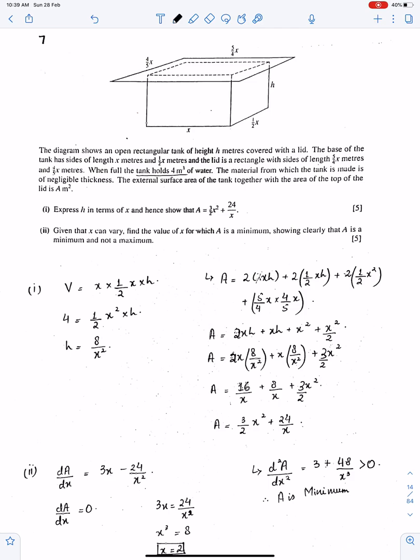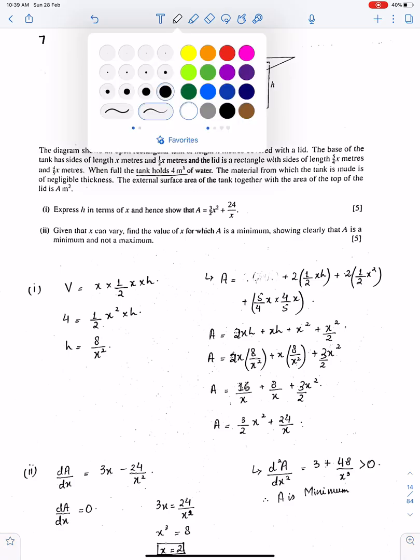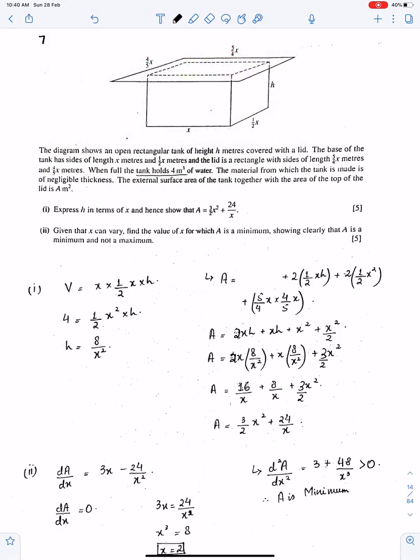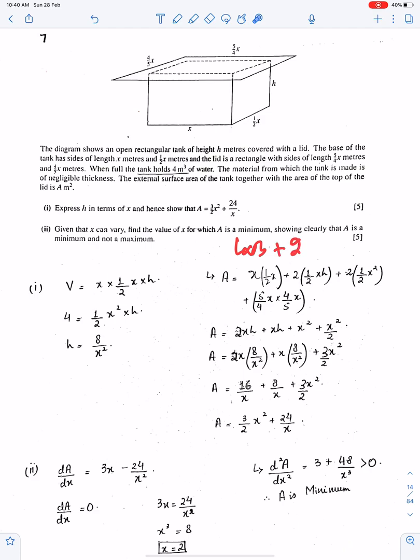Let me do some correction. This is not part of the formula. The formula is length into breadth. So this part is length into breadth, so this should be x times half x. The formula is length into breadth plus 2 length into height plus 2 breadth into height. This is the formula for an open cuboid.